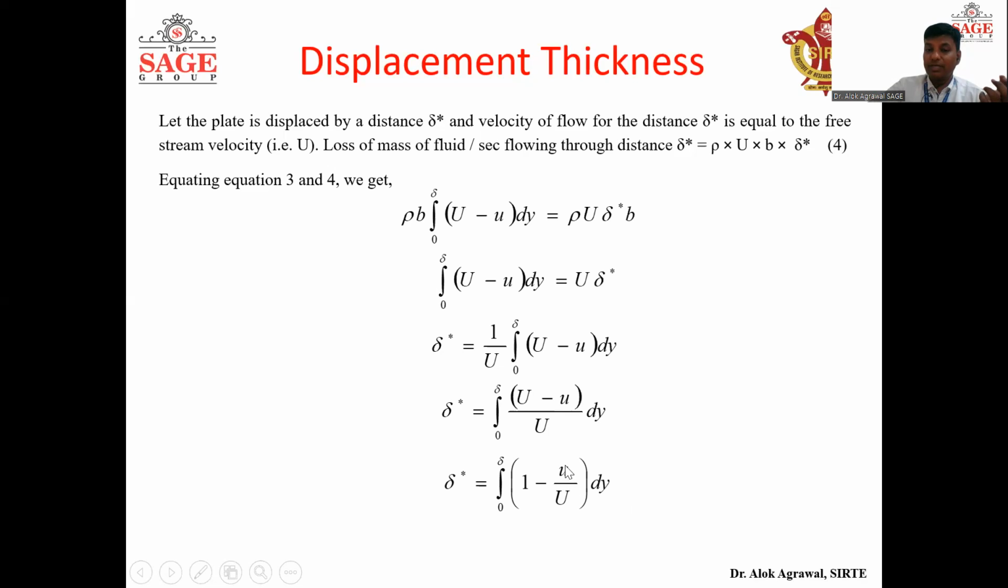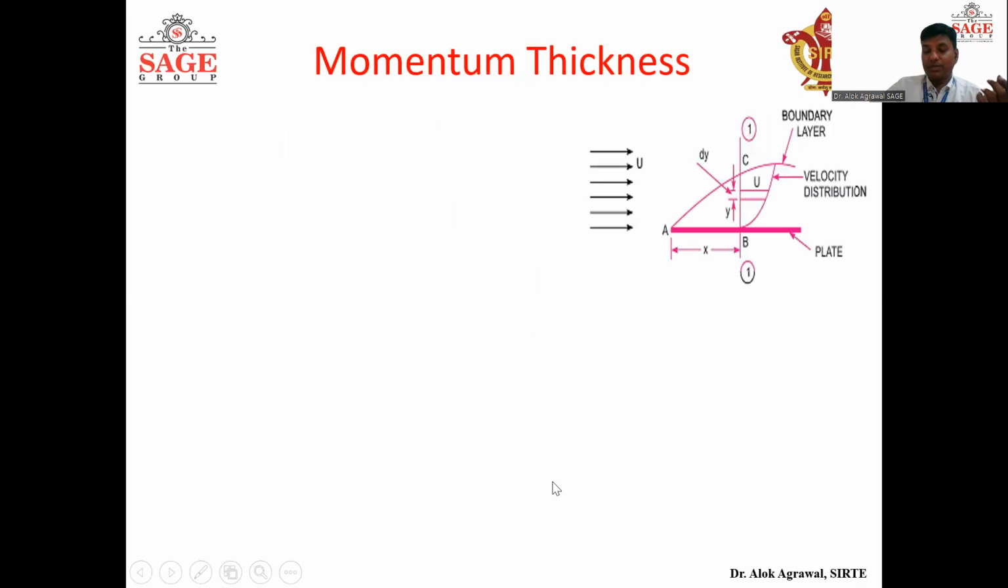In numericals, what will be given? The velocity profile, u by U, will be given, and we have to calculate this delta star from that velocity distribution curve. Now let us move to the momentum thickness.